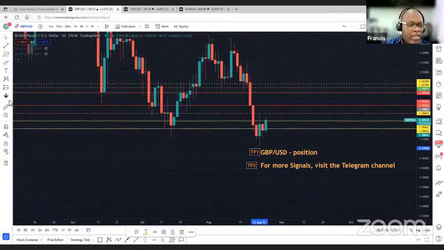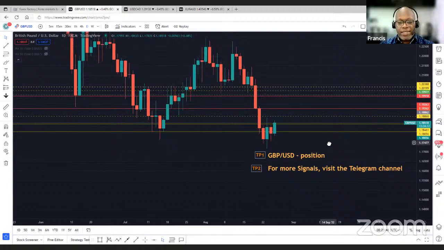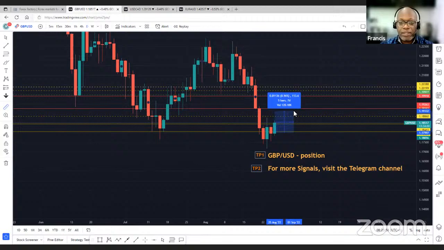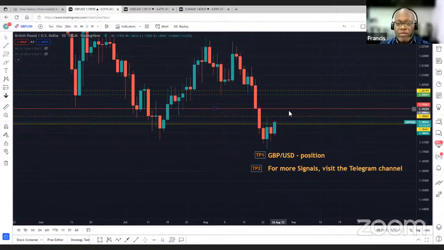Now, so far today, this is the daily time frame. Pound USD has done about 73 pips or so, so it can definitely still move. It could come as high as that. Let's delete some of the lines here. So pound USD could come as high as that.